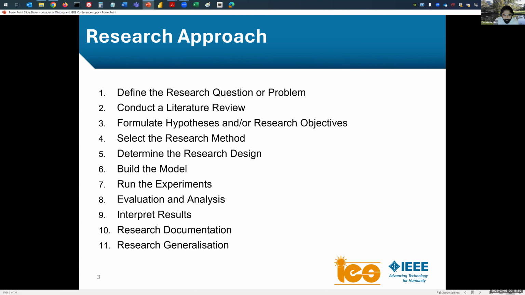So this is the expanse of research. You start with a research question, and then you start trying to solve this research question. And then you try to make sure that the solution you found can be applied somewhere else as well. And that's what makes it research.